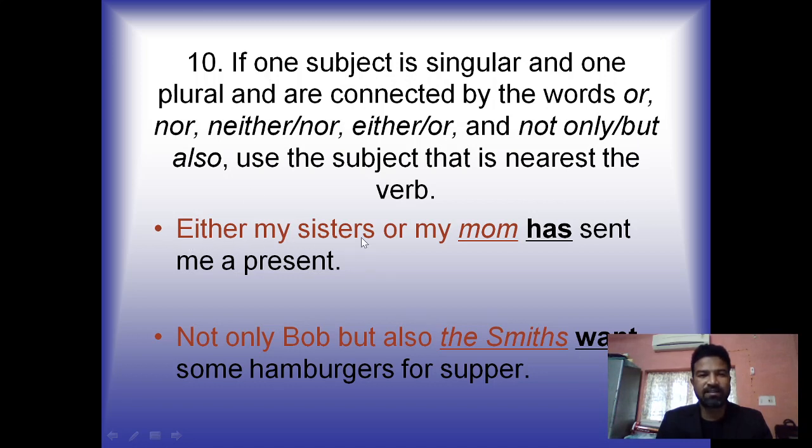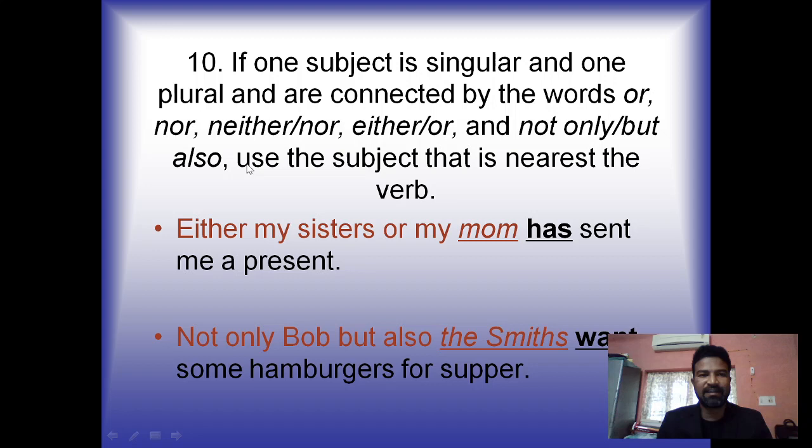Either my sisters or my mom. My mom is a singular subject. Sisters is a plural subject. So when two subjects, one plural and another singular, are connected with or, nor, neither nor, either or, not only but also, it takes either a singular verb or a plural verb depending upon what comes after or, nor.